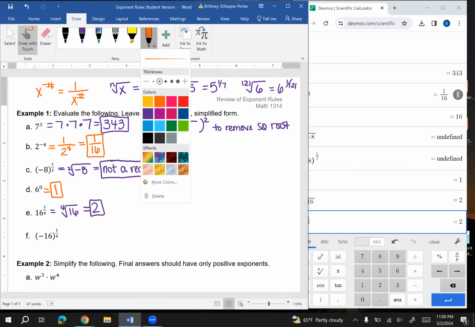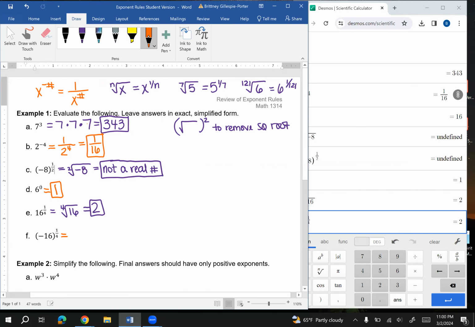However, in our next one, notice that there are parentheses around the 16, negative 16, becomes the 4th root of negative 16, which means we're going to fall into the same trap that we did in part C. We're getting into the imaginaries. So we're going to say not a real number.